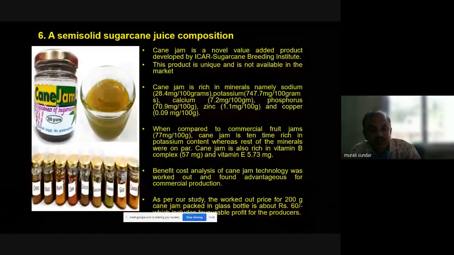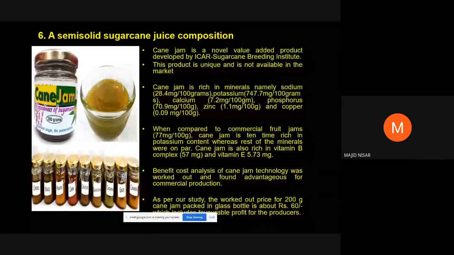Based on that, these two flavors we are promoting in the cane jam, and we can produce the cane jam well within the cost of other fruit jam available in the market. Another advantage is no chemical is used here, and it is naturally prepared from sugarcane juice, and the sugar content is also comparatively lesser than the sugar available in the fruit. This is again a beneficial characteristic for those with diabetic cases.